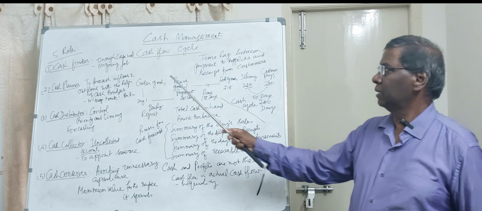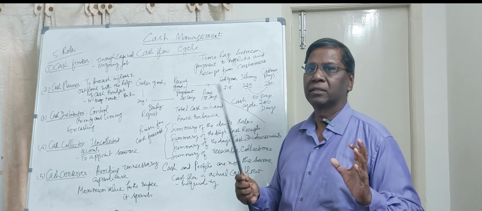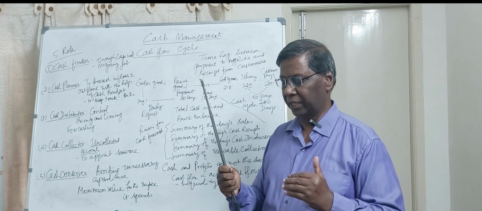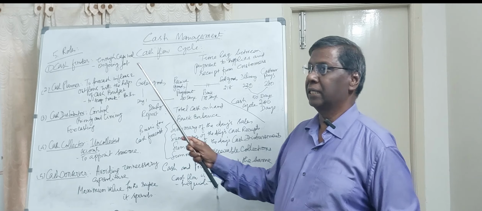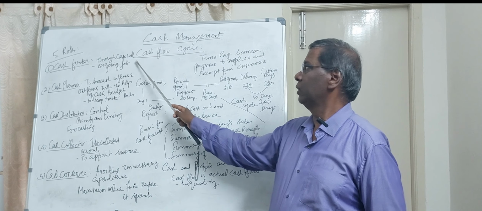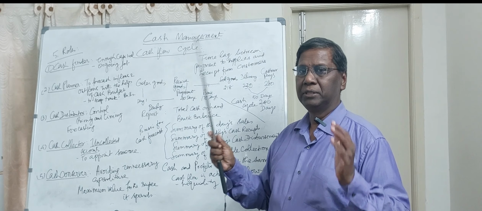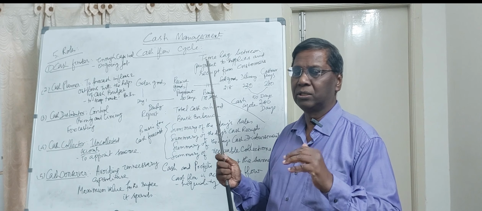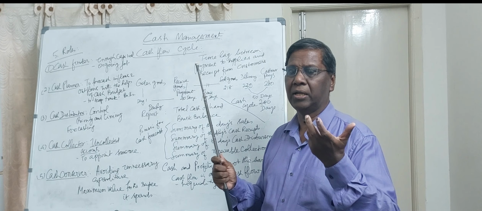So there are five roles a cash manager has to see so that the cash cycle can be reduced. Five roles. First, cash finder. Cash finder means you should have enough capital. You must ensure that enough cash is available so that it is an ongoing business. So daily he has to make calculations.